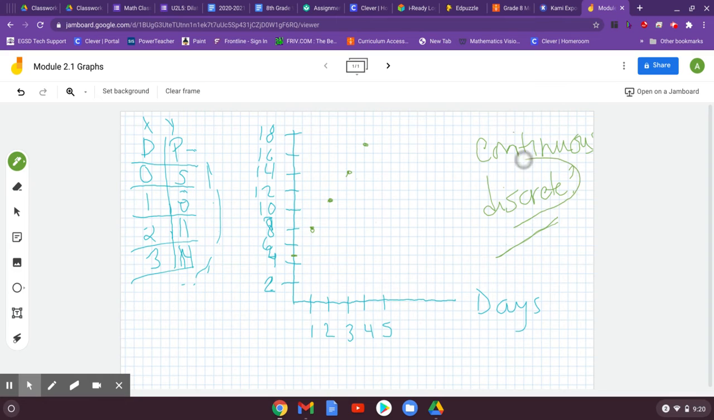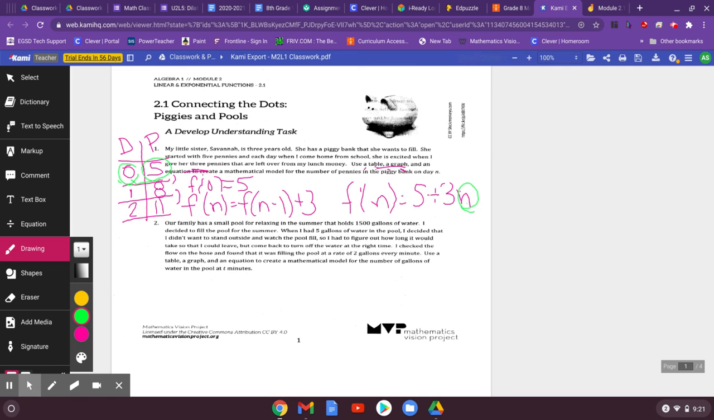So in this case, it would be discrete, and I would leave these as dots, and I would not connect them because I cannot have anything between 5 and 8 or 8 and 11, and they only put them in once a day. So I can't come in at noon, come home for lunch, put in some pennies in between. So that is my graph for number 1. So let's go back to here and look at number 2.